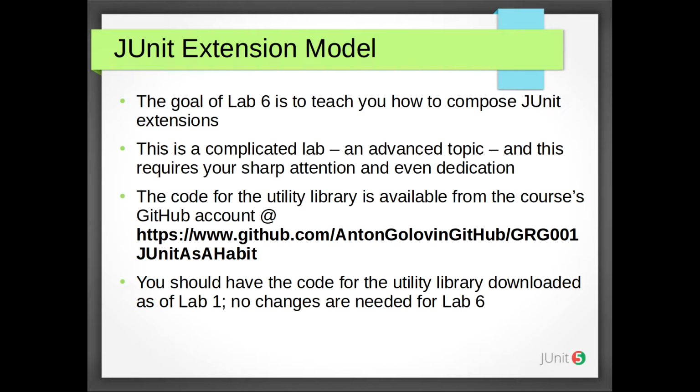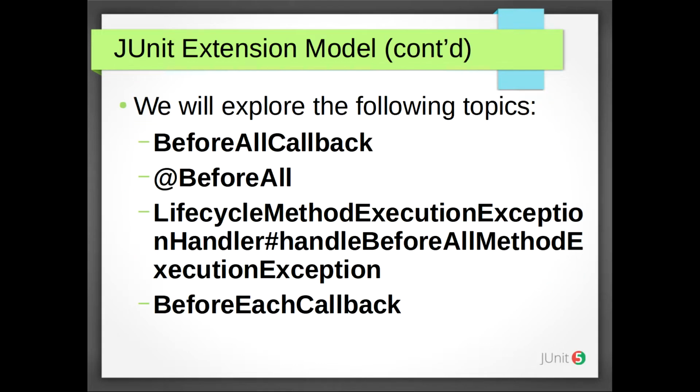The goal of Lab 6 is to teach you how to compose JUnit extensions. This is a complicated lab, an advanced topic, and this requires your sharp attention and even dedication. The code for the utility library is available from the course's GitHub account at https://www.github.com/antongolovin-github/GRG-001 JUnit as a habit. You should have the code for the utility library downloaded as of Lab 1. No changes are needed for Lab 6.